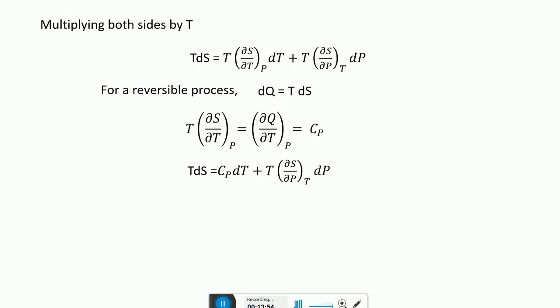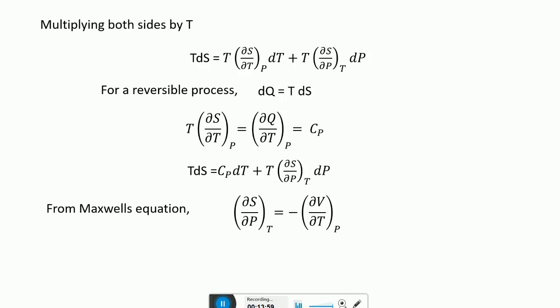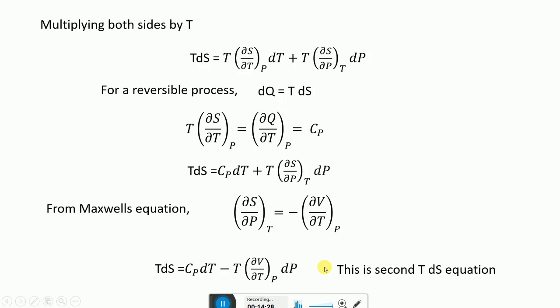Again we have to consider Maxwell's equation in thermodynamics, that is curly S by curly P at constant temperature T can be written as minus curly V by curly T at constant pressure P. Hence we finally get TdS is equal to Cp dT minus T into curly V by curly T, keeping P constant, into dP. Means we substitute the value of this into the above equation. This equation is called the second TdS equation.